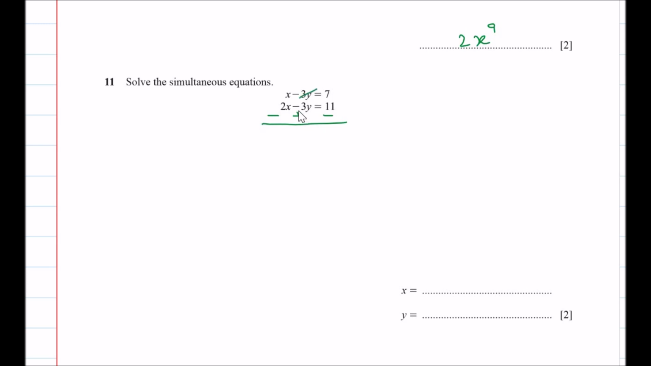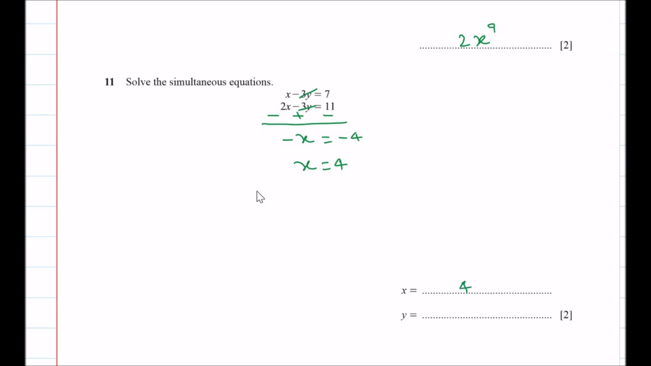Now minus 3y plus 3y cancel out. So x minus 2x gives us minus x. And here when you subtract 11 from 7, that gives us minus 4. So x equal to 4. Okay, so x comes 4 here.